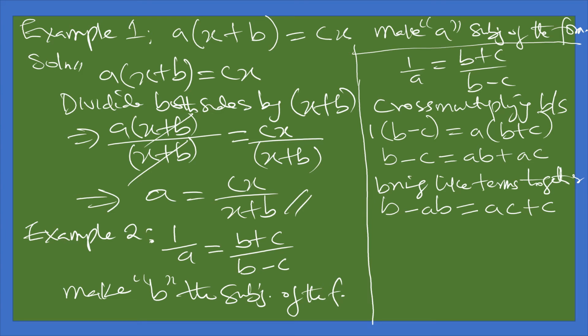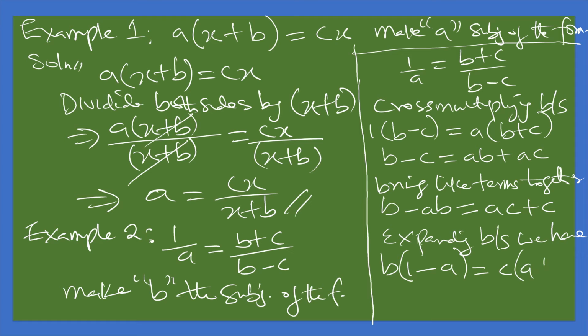What do we do? We factorize both sides. You have b into 1 minus a is equal to c into a plus 1. Now b times 1 is b. b times a is ab. Now c times a is ac, and c times 1 is c.